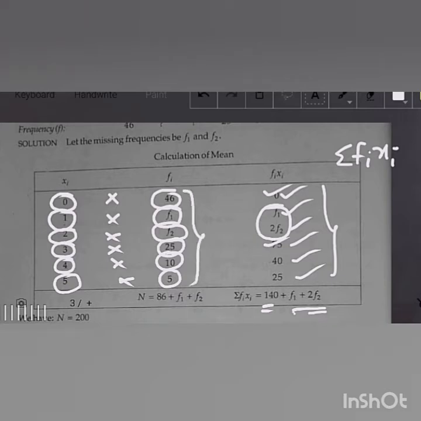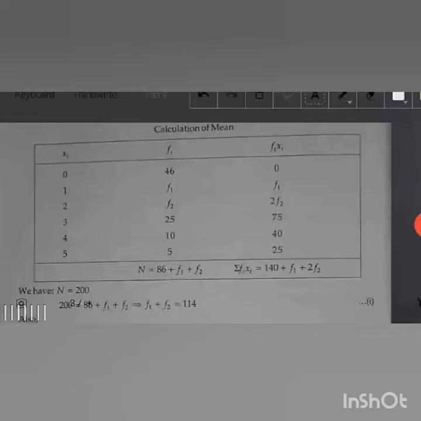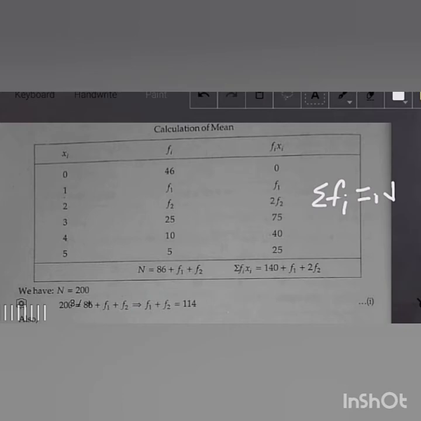Now the sum of frequencies, sigma fi, is denoted in this problem as n. Otherwise we can directly write sigma of fi also. I am taking sigma of fi in place of n. Now adding these up, 46 plus 25 plus 10 plus 5 is 86, plus the remaining two frequencies, f1 plus f2.